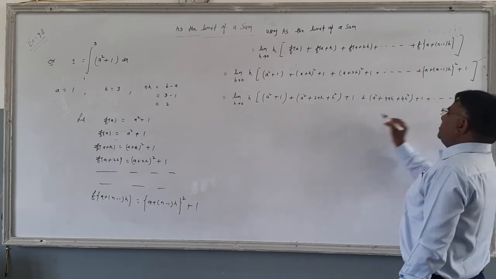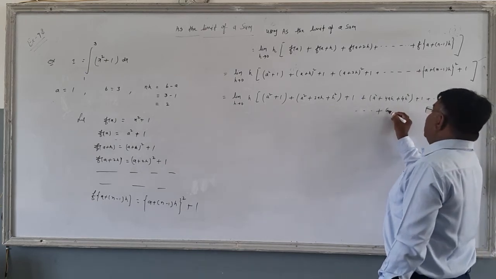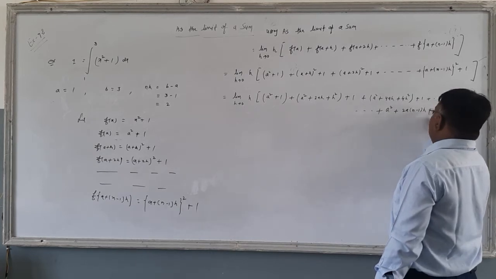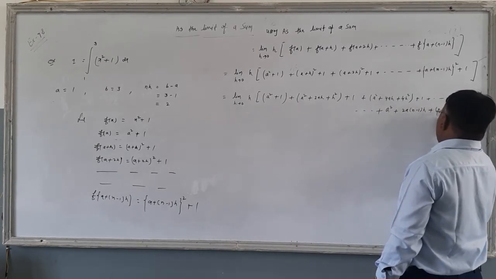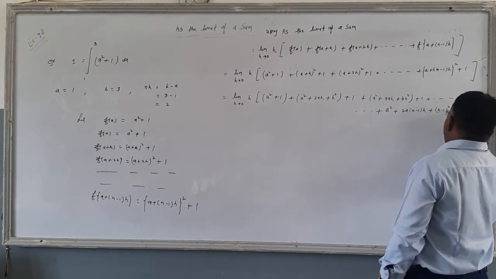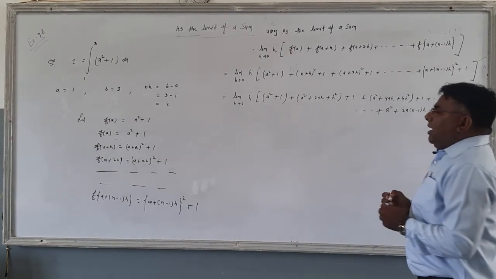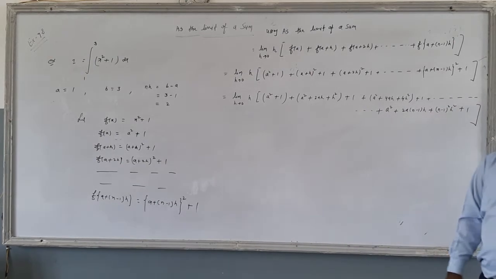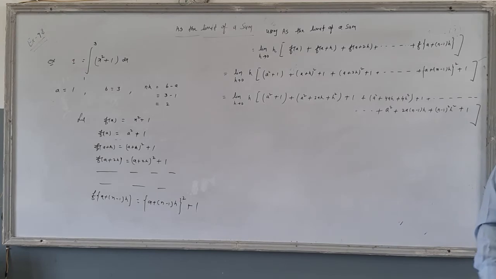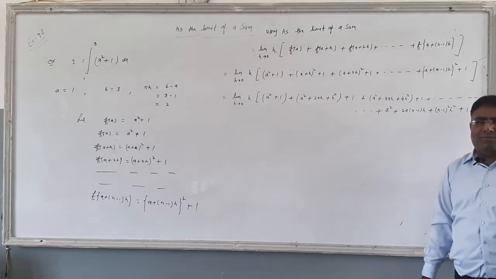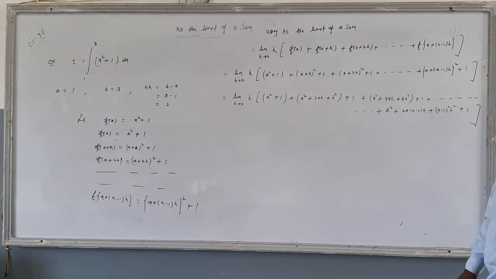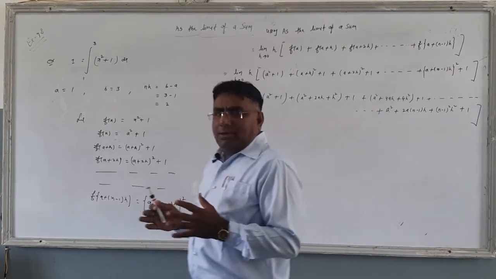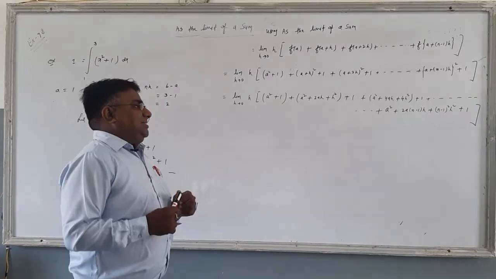This is the last term: a square plus 2a into n minus 1 into h plus n minus 1 whole square into h square plus 1. And now look here, students, the next two steps are very important. This question and this method are very easy, but the last two steps are very important. And of the last two steps, the first step is: now make a series.